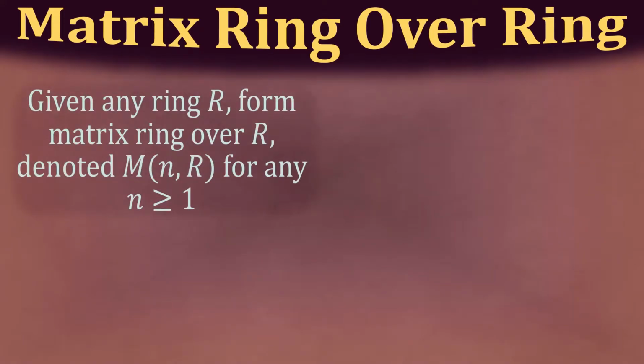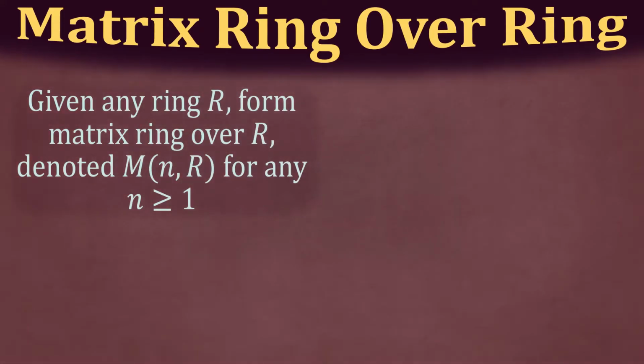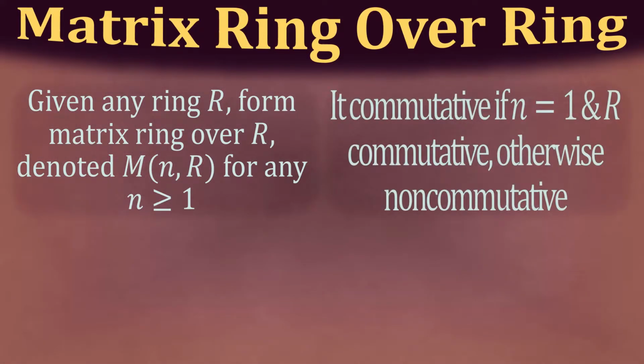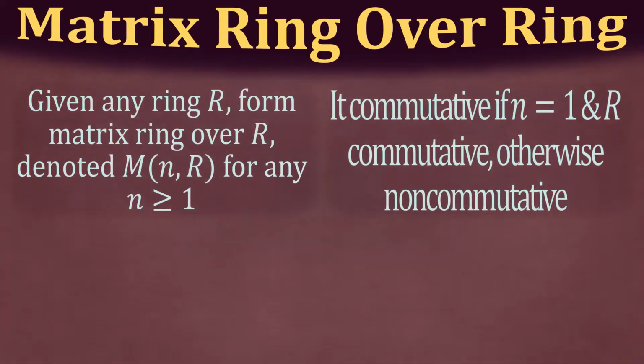Next, let's discuss the matrix ring over a ring. Given any ring R, we can form the matrix ring over R, denoted M_n(R), for any n greater than or equal to 1. It is commutative if n is equal to 1 and R is commutative, and otherwise is non-commutative.